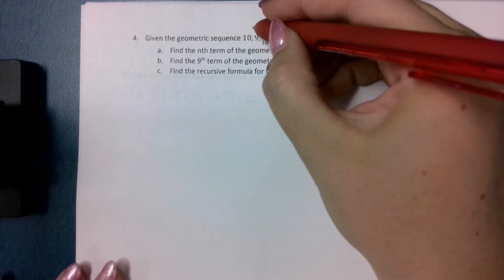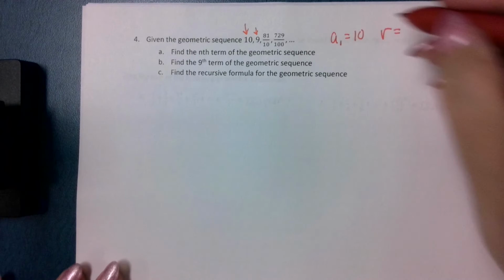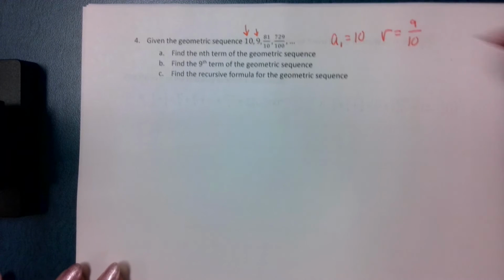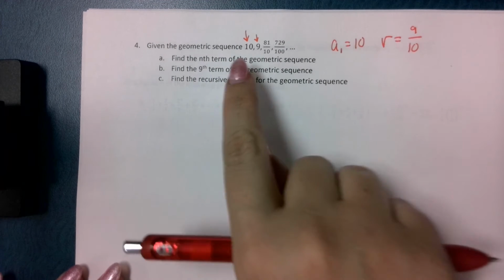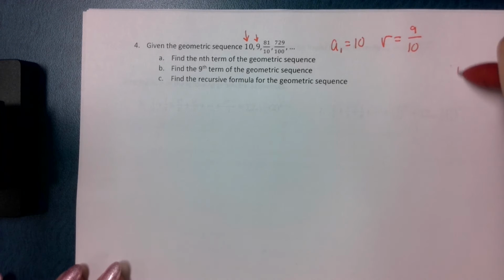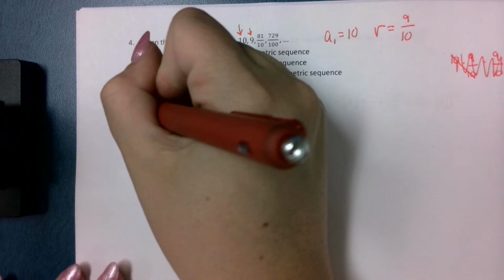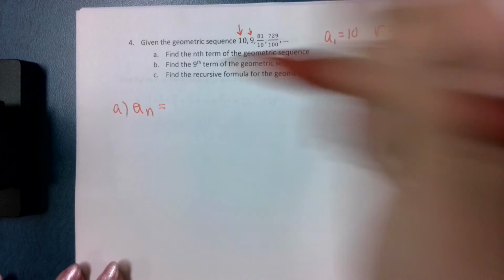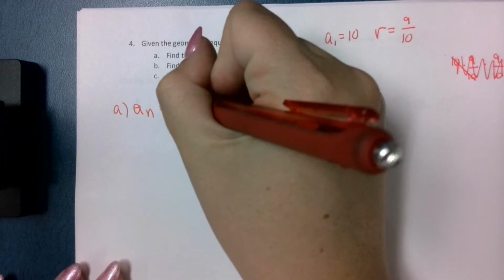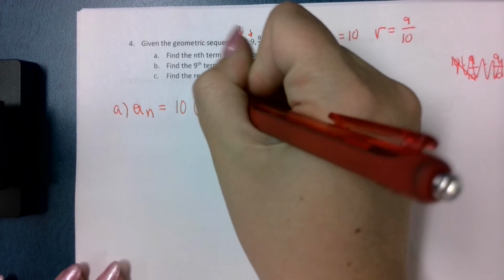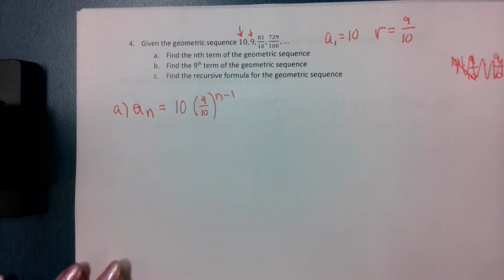So I'm going to take our second term divided by our first term. That cannot simplify, so our r is 9 over 10. If I multiply 10 by 9 over 10, the 10's cancel and I'm left with 9. If I multiply 9 by 9 over 10, I get 81 over 10, right? So our r is 9 over 10. So our nth term formula is a sub n is equal to a sub 1, 10, times r to the n minus 1.